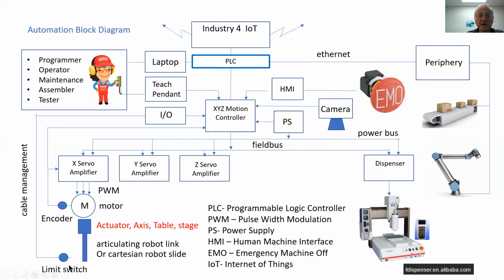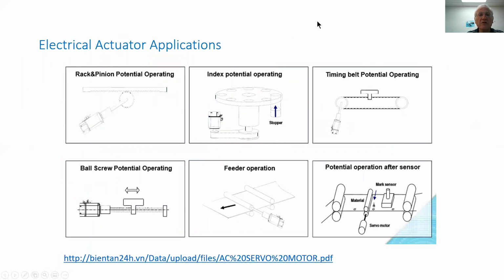We have an encoder feedback, a limit switch, and there is also peripheral equipment such as a conveyor that may bring in parts to the dispensing system, and a robot that may take them from the box to the dispensing. And we may also have a camera, a human machine interface, and an emergency machine off button again, and all commanded by the PLC to Industry 4.0 and possibly to the cloud.